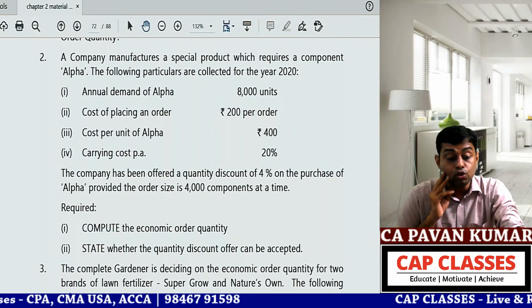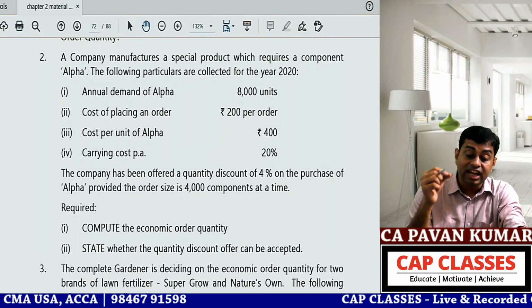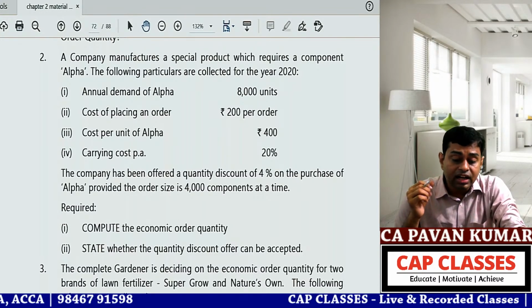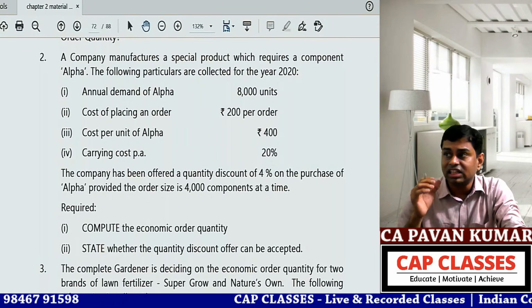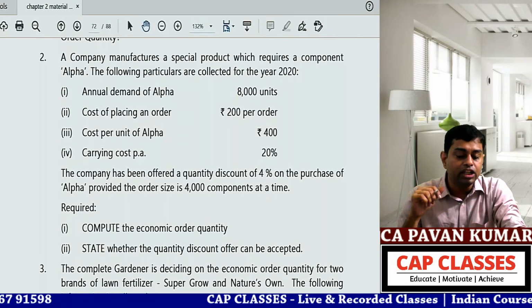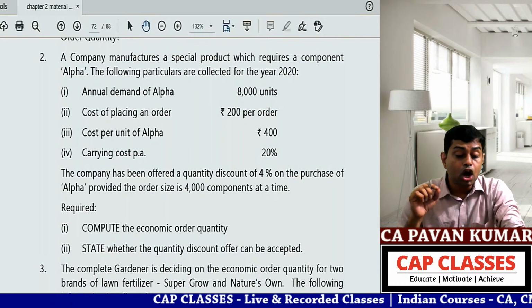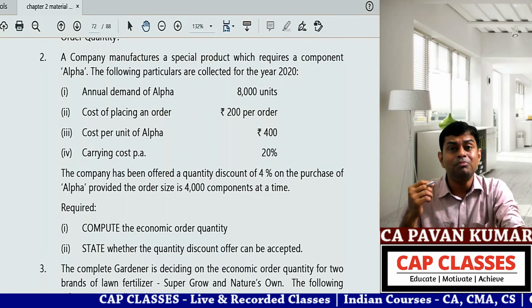Look at question number 2. A company manufactures a special product which requires a component alpha. The following particulars are collected for the year 2020. Annual demand of alpha 8,000 units. What is this? A is equal to 8,000. Cost of placing an order O is equal to 200. Cost per unit of alpha 400, purchase cost. Carrying cost per annum 20%.